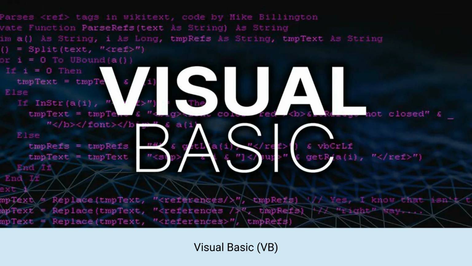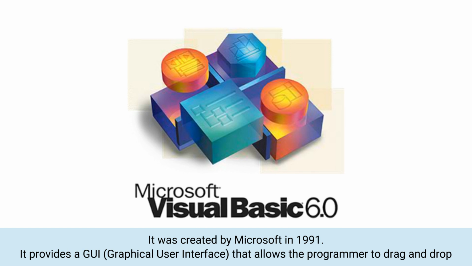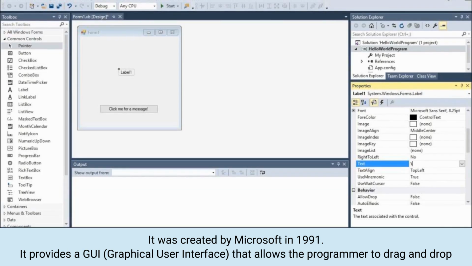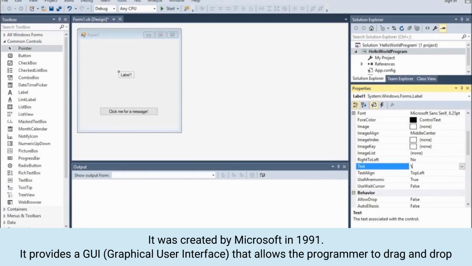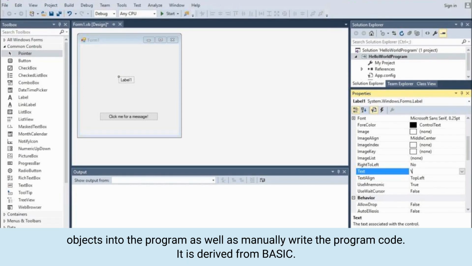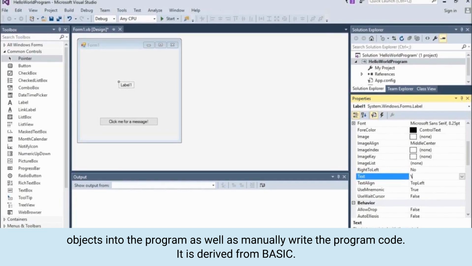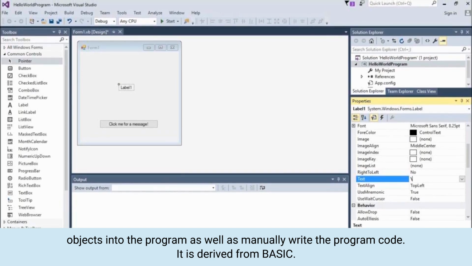Visual Basic, VB. It was created by Microsoft in 1991. It provides a GUI, graphical user interface, that allows the programmer to drag and drop objects into the program as well as manually write the program code. It is derived from BASIC.